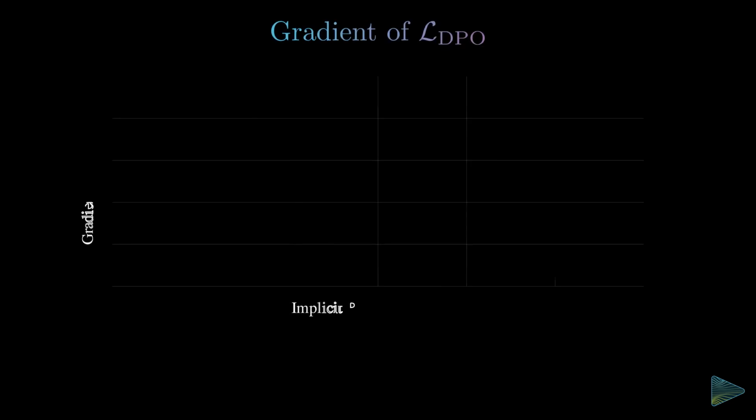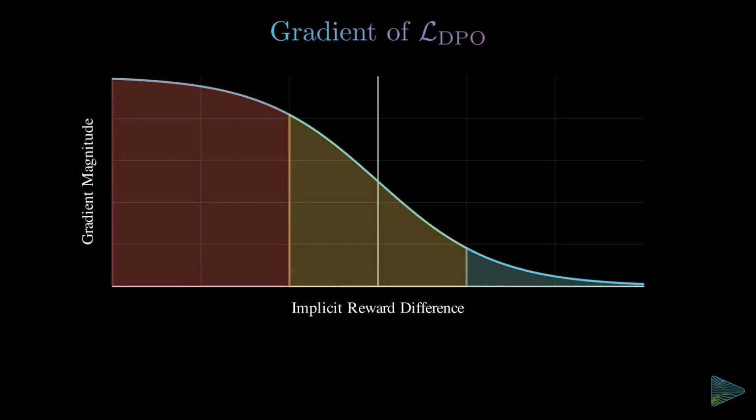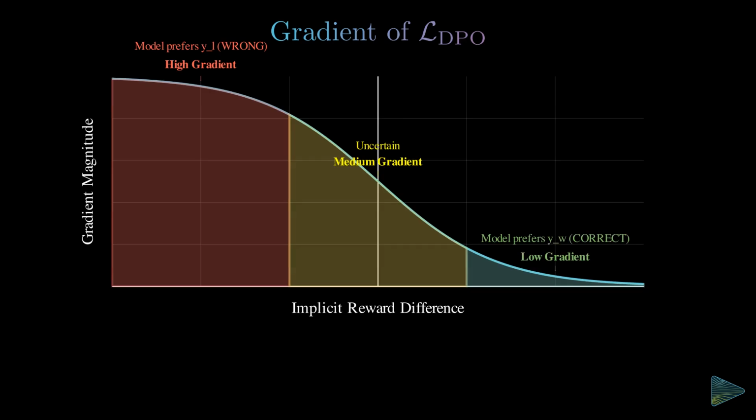The DPO loss gradient has a dynamic importance weight based on ranking errors. Its magnitude is the sigmoid of minus beta times the reward difference. Large when the model prefers y_l over y_w, strong correction; medium when uncertain; and small when it correctly prefers y_w, minor adjustment.